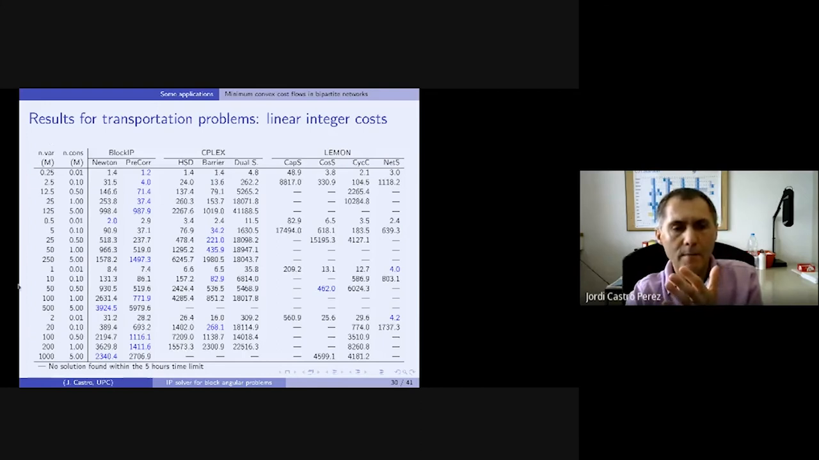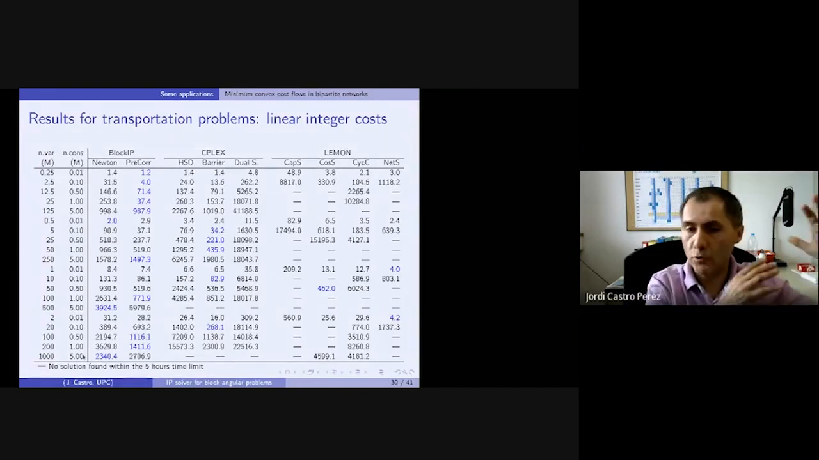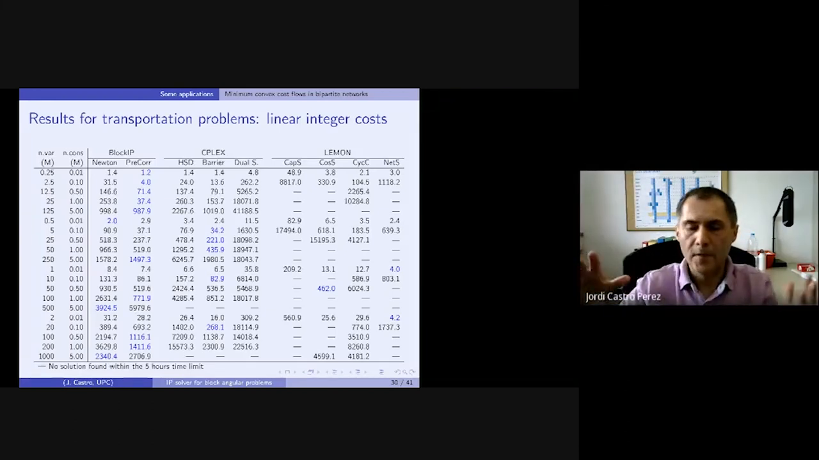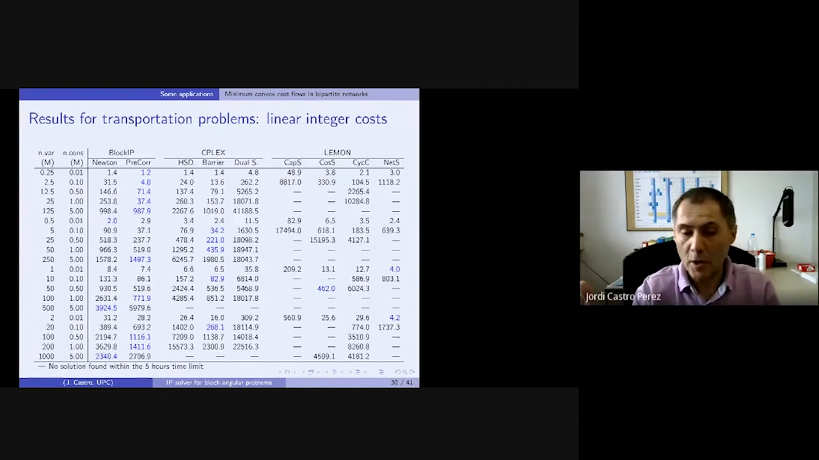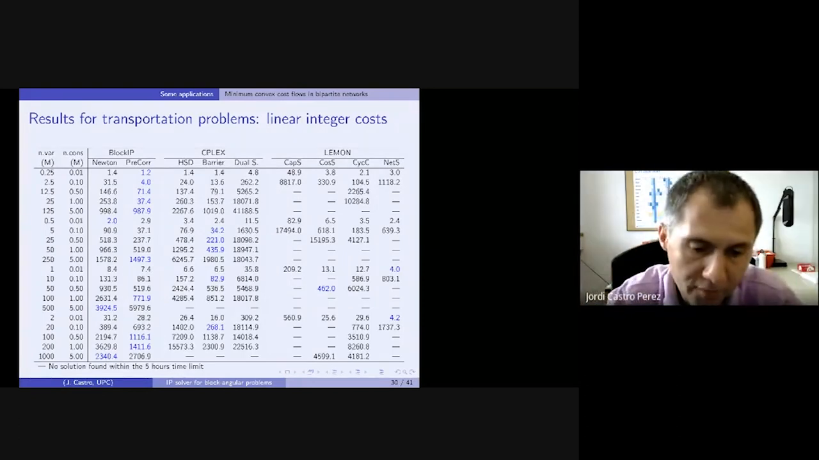So these are different transportation problems. The largest problem has 1,000 million variables, so that's 1 billion, American billion, and 5 million constraints. This is a problem where the number of supply nodes is 200, and the number of destination nodes is 5 million: 200 origins and 5 million destination nodes. This problem could be interesting, for instance, for a company like Amazon, because Amazon has a few warehouses all over the world, but has to transport to millions of customers, okay?